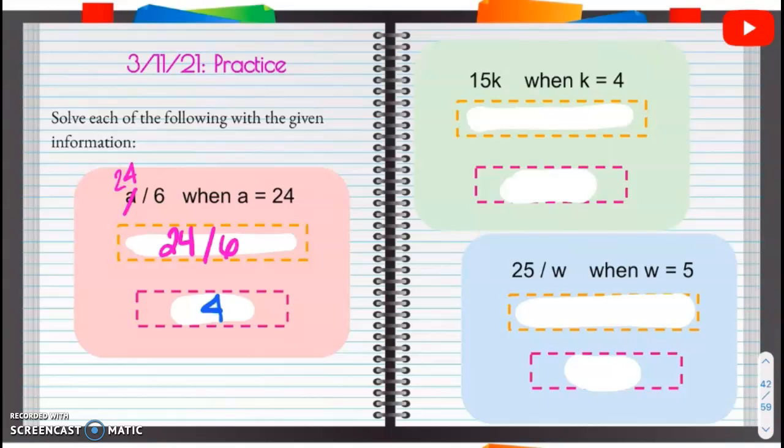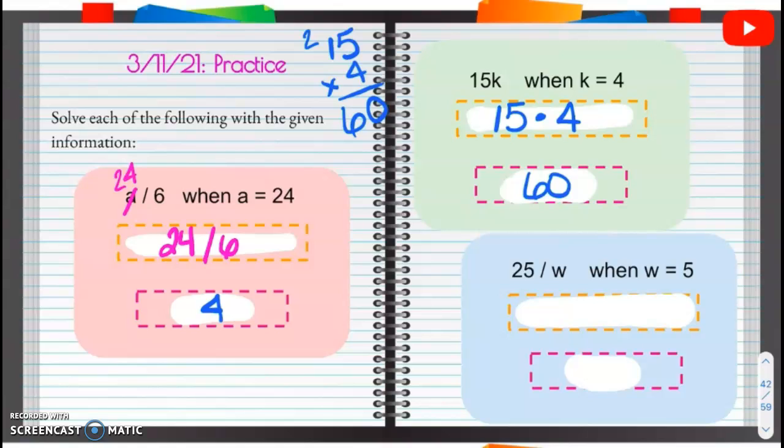All right, this next one, this means 15 times K, remember. So when K equals 4, 15 times 4. Well, let's do 15 times 4. 5 times 4 is 20. 4 times 1 is 4 plus 2 is 6.